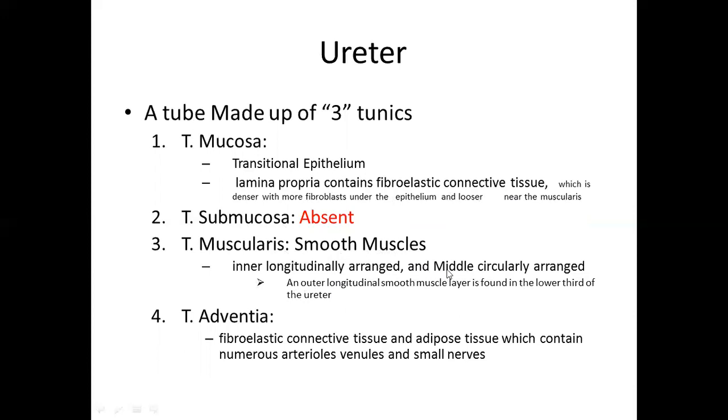Why have I written middle? Because in the lower one-third of the ureter, there is an additional outer longitudinal smooth muscle layer. But on a micrograph, it is quite difficult to distinguish between the arrangement of the middle circular, outer longitudinal, and inner longitudinal layers. Outside, the ureter is covered by adventitia because it is retroperitoneal in position, so it is not surrounded by serosa. The adventitia is fibroelastic connective tissue with lots of adipose tissue, having blood vessels and nerves in it.